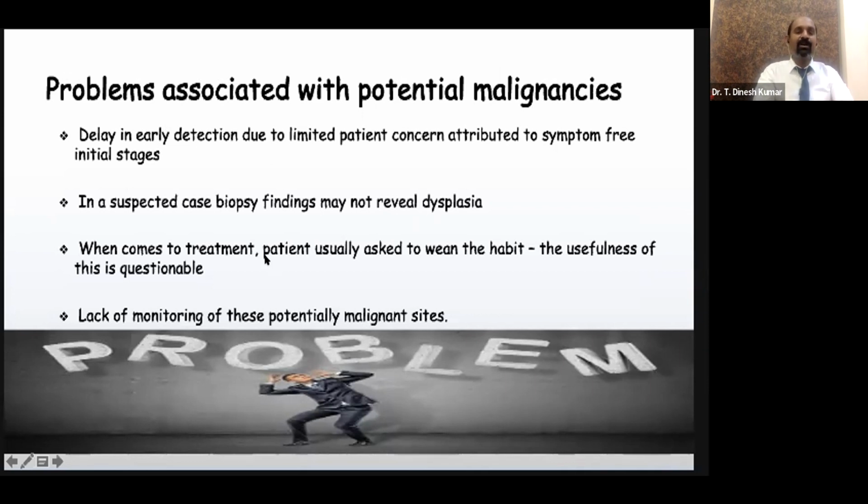When it comes to treatment, in the majority of cases, when patients present to us in our clinic with these pre-malignant lesions, what do we do about them? Usually, we ask them to wean off or stop the habit. But the usefulness of just stopping the habit is questionable. But there are data which show that when the patient stops the habit, these leukoplakias can get back to normal tissue. That is very, very important to understand. And finally, how do we monitor these cases? It is very, very difficult to monitor these patients to see if they are really turning into malignancy or not.